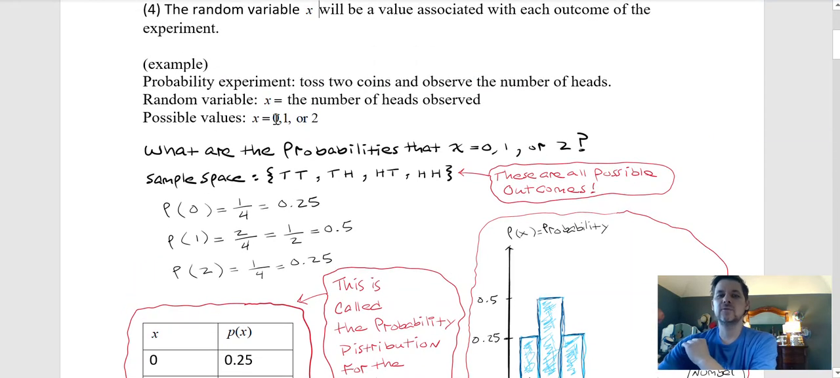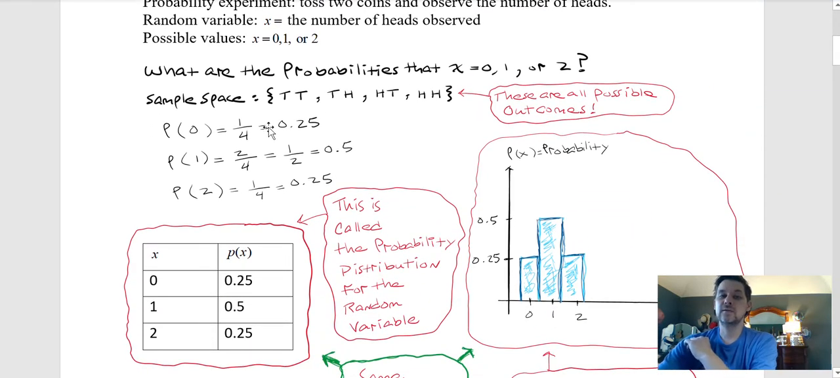Meaning that you toss 2 coins and you see that there's 1 head between the 2 coins. Well, that can happen in 2 ways. You see, you can get tails on the first, heads on the second, or heads on the first, tails on the second. So that's 2 ways out of 4, which is 1 out of 2, or 0.5, or 50%. And then the probability that there are 2 heads among the 2 coins, that can only happen in one way, and there are 4 total outcomes, so it's a 1 out of 4 chance, or 0.25.